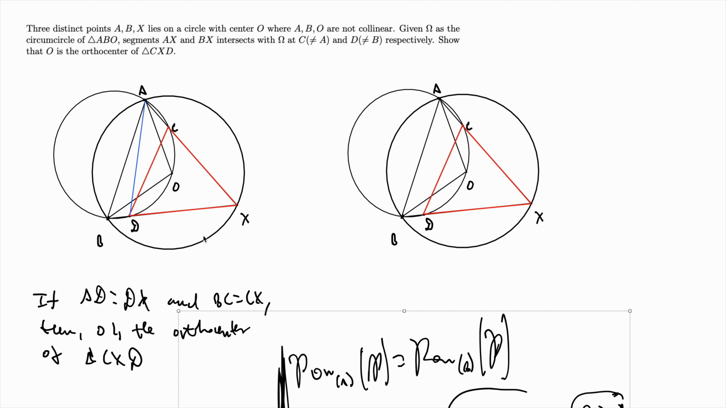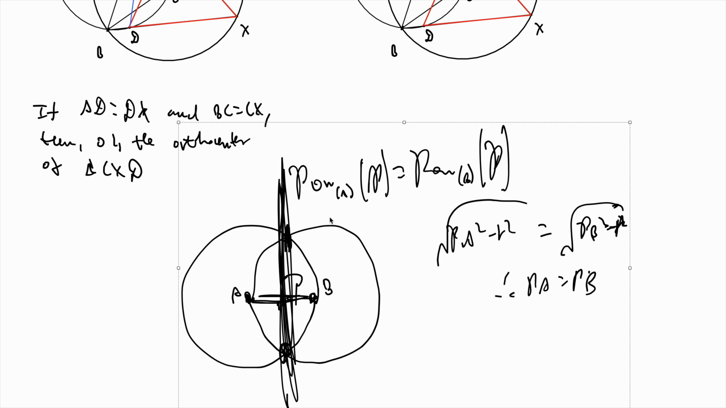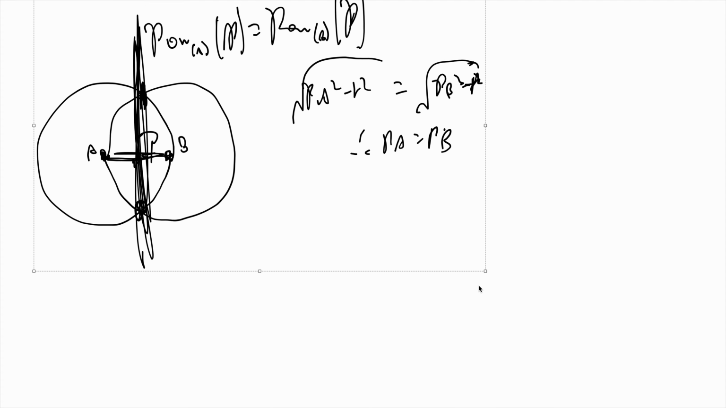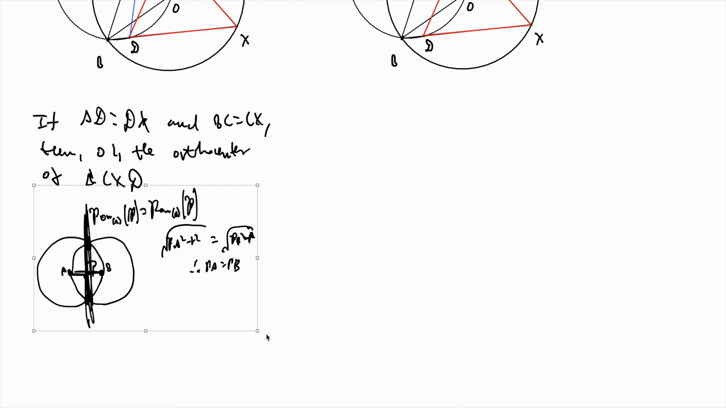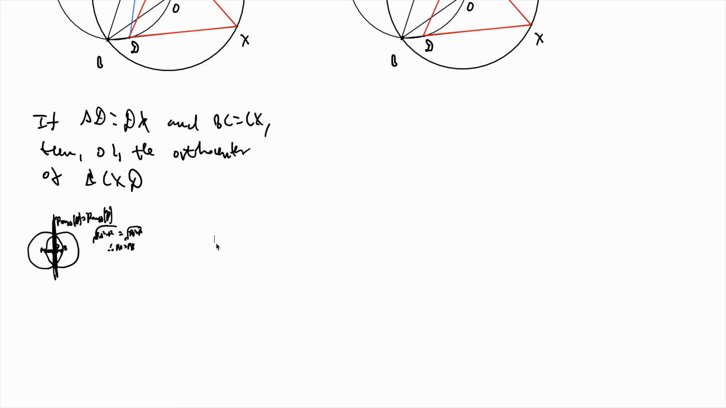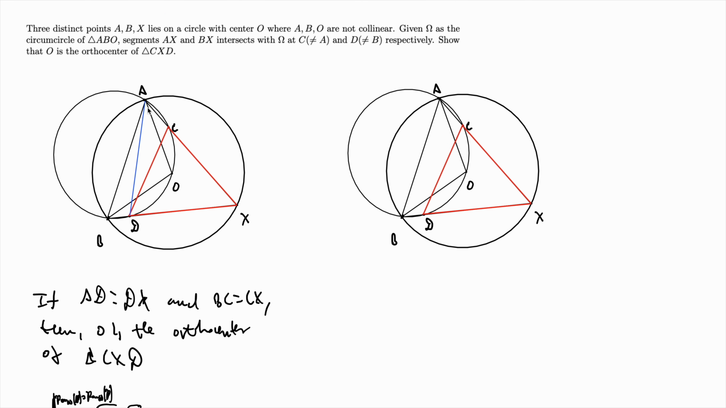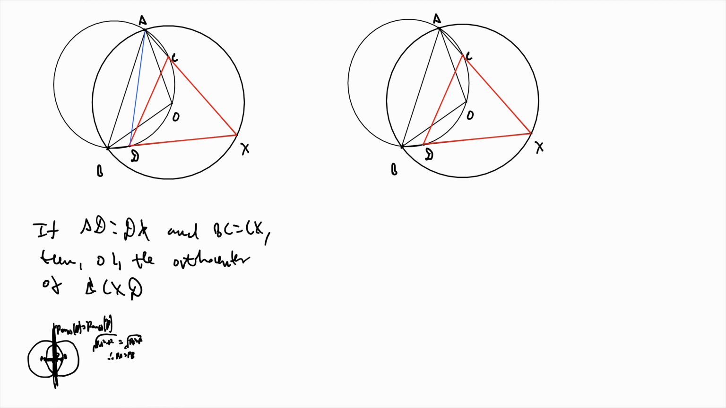it suffices to prove that DO... let's compare them with the angle. So it suffices to prove that this angle equals this angle. So this is the only thing that we need to prove. This equals this. So I did an angle chase. I chase the angles.